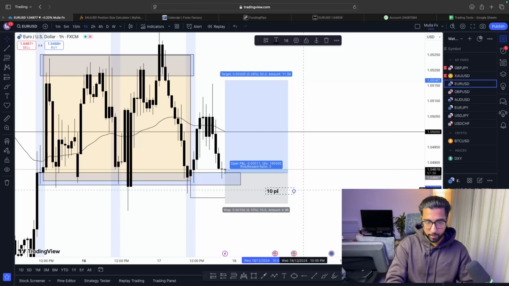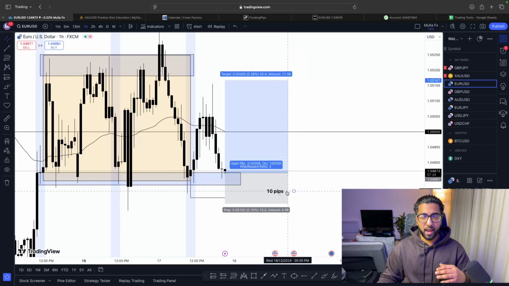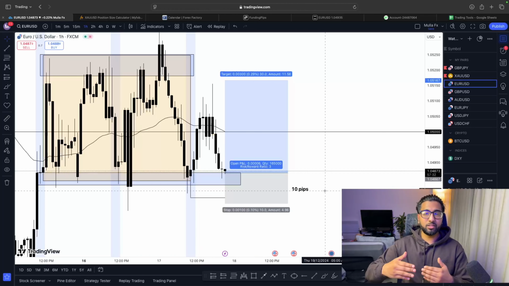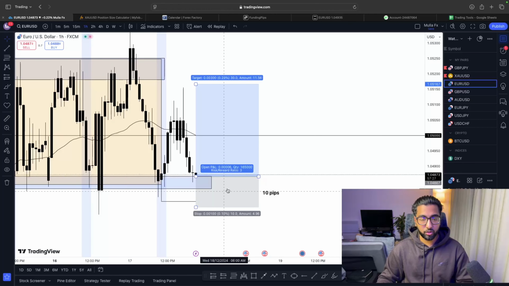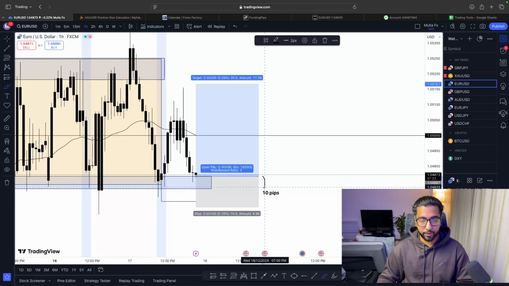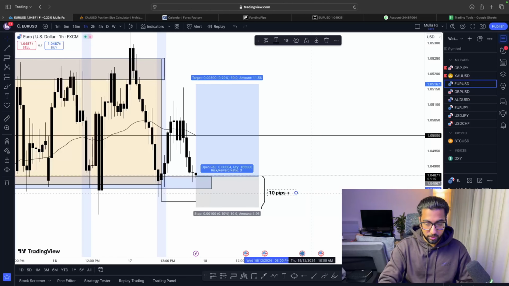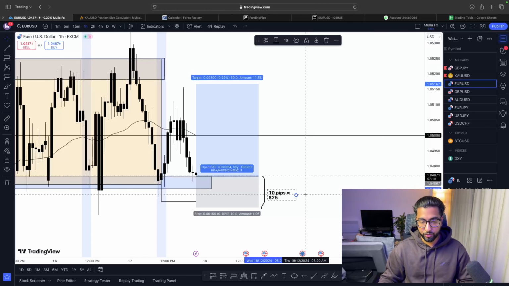That means that every pip it moves has to accumulate to that $25 that I wanted to risk, right? So the total of this whole area, which is 10 pips, has to equate to $25, okay?